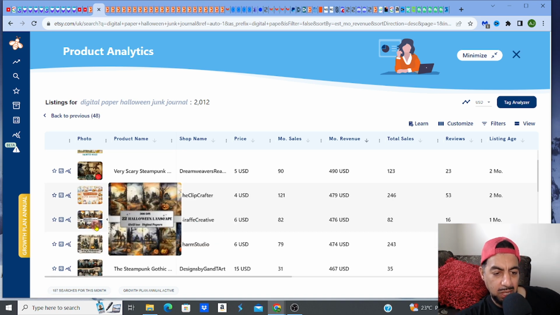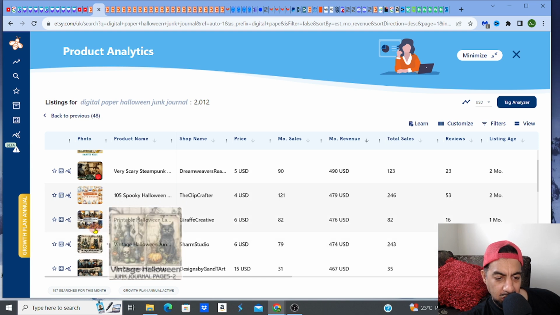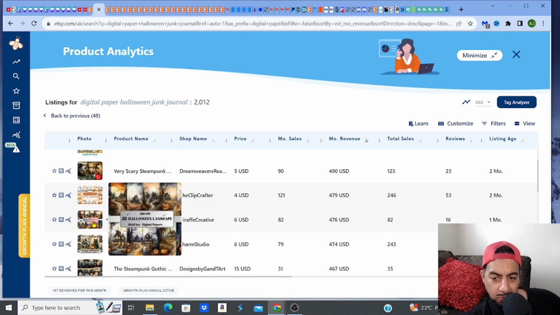Here we go with more paper styles. Here we go. You got the paper here. Let me just click on this one. Yeah, digital papers, 1 month listing. Okay, this is good. We're getting somewhere now.